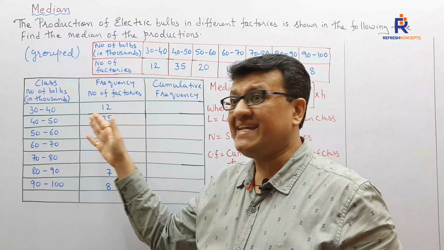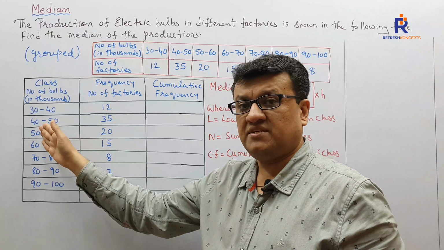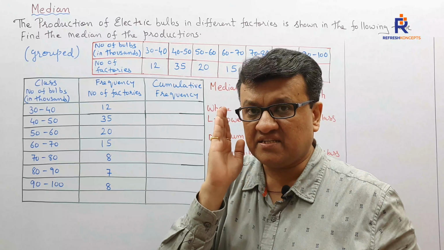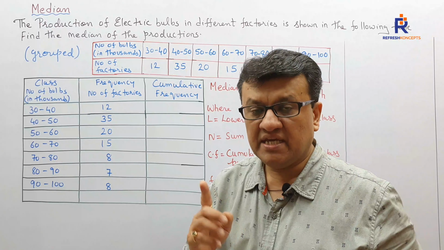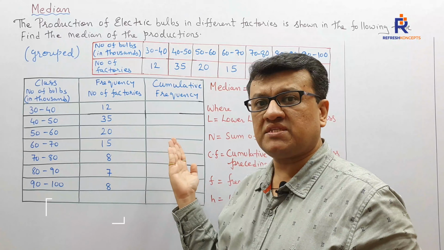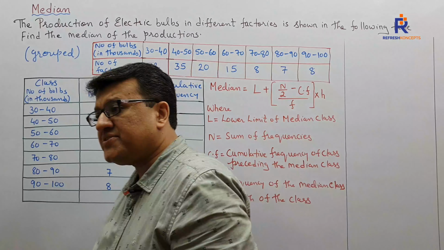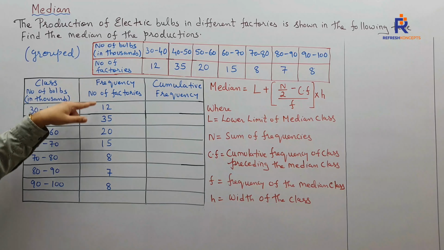For example, if we didn't have classes continuous, the very first column we need to have after this should be classes which should be continuous. So if the classes are not continuous, make it continuous. Are you getting me? If the classes are not continuous, then 4 columns. And if the classes are continuous, then how many columns? 3. So here in our sum, the classes are continuous. Next, we have written down the frequency.